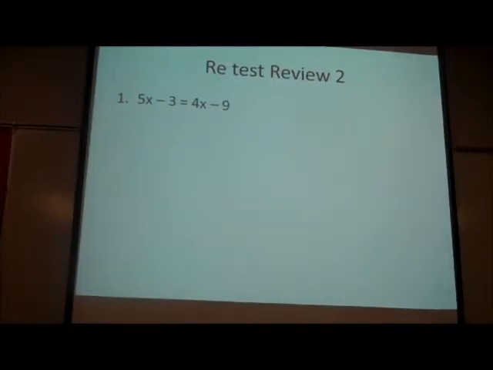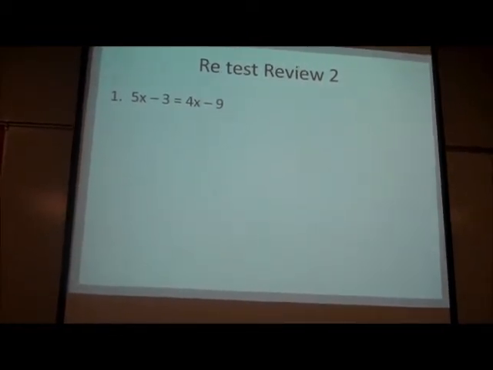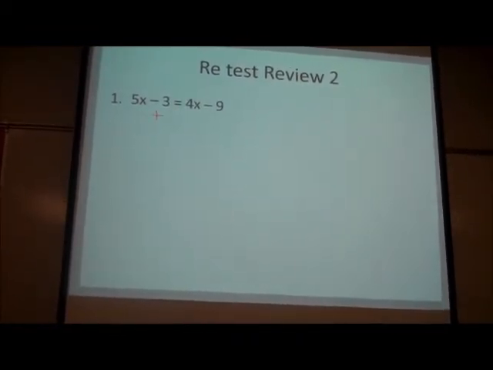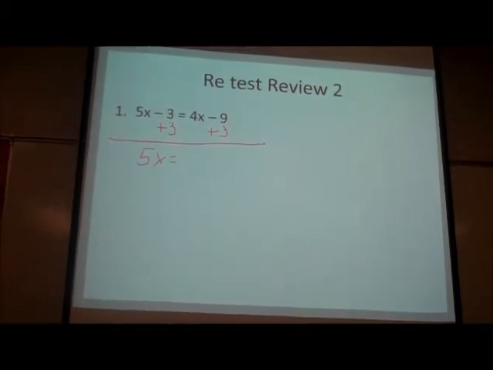What should our first step be on this problem, Leon? Add 3. Alright, you might choose to do something different. He's taking care of his numbers first, so he's adding 3 to both sides. I don't care if you do something different, just show it. So we got 5x equal 4x.